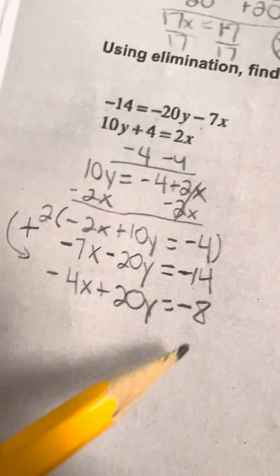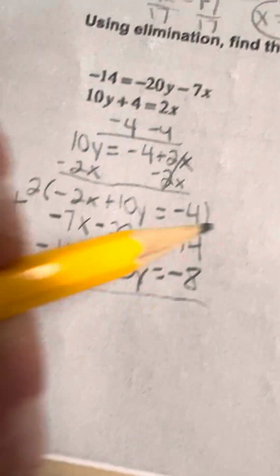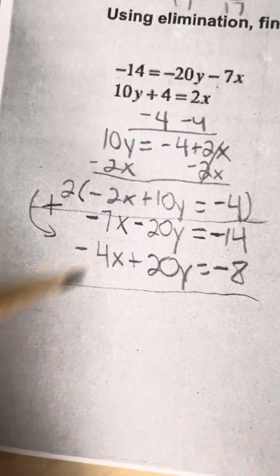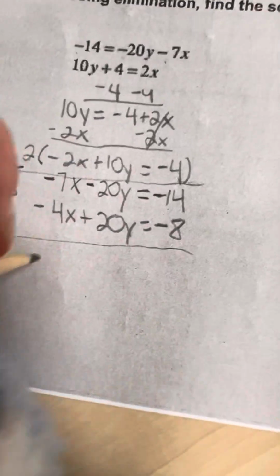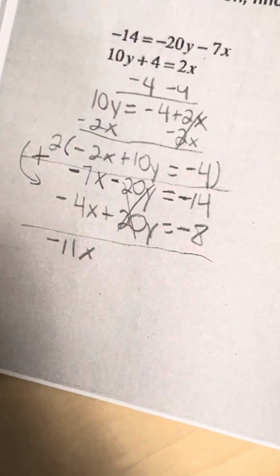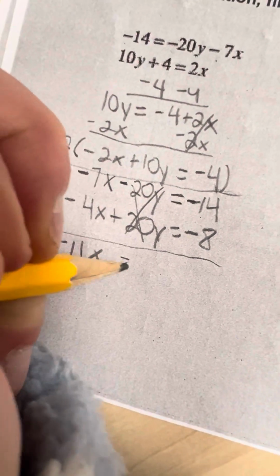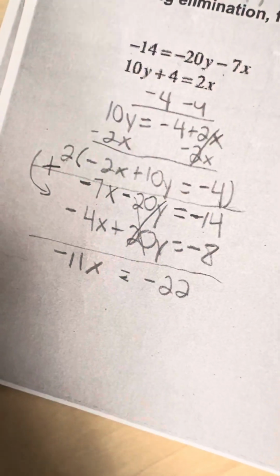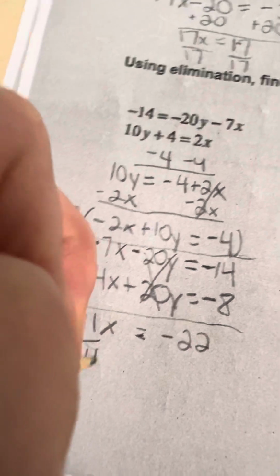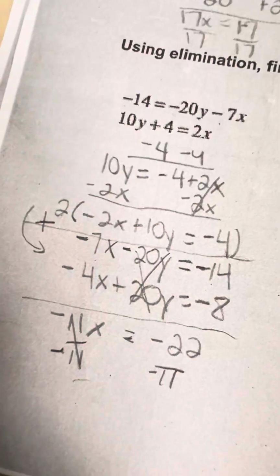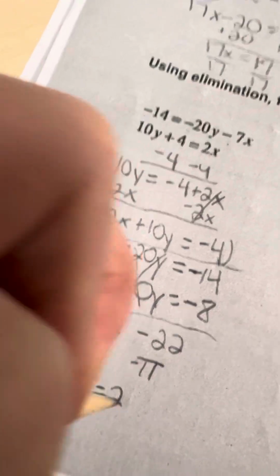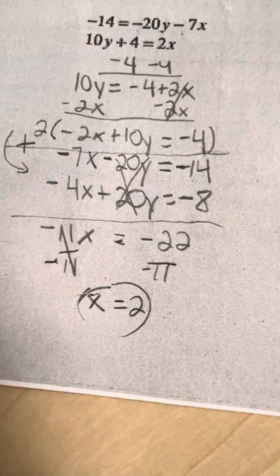So now we're going to just take a look at these two equations right here. So we're only looking at these two. So we're going to add these together. We get negative 11x. The goal was to get these out of here, which we did. And then we're going to add these two together, which gives me negative 22. Last step is to divide both sides by negative 11. And when I do that, we're going to get x is equal to 2. So we got x is equal to 2.